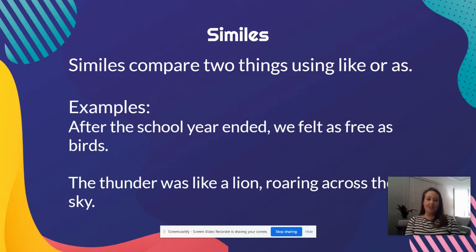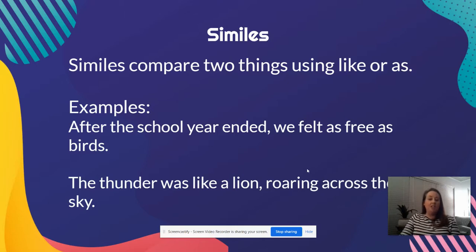After the school year ended, we felt as free as birds. So we are comparing how we feel at the end of the school year to birds. Next, we have the thunder was like a lion roaring across the sky. So we are comparing how the thunder sounded like a lion. So that is what a simile is.